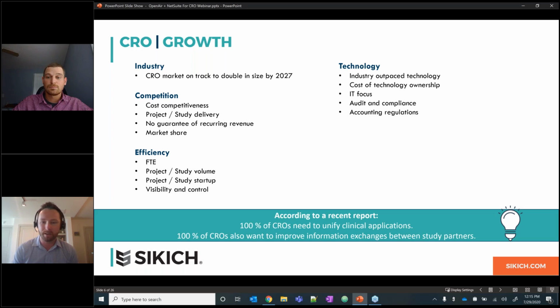The industry is right now outpacing the technology, and especially as you add more and more systems, the cost of technology ownership increases, and there's a big focus on IT. And then, of course, with the growth, there's extra regulatory requirements, both audit and traceability, especially if you have a lot of clinical trials, as well as accounting regulations to make sure that the story that you guys are telling and selling matches what we're seeing and it works well.